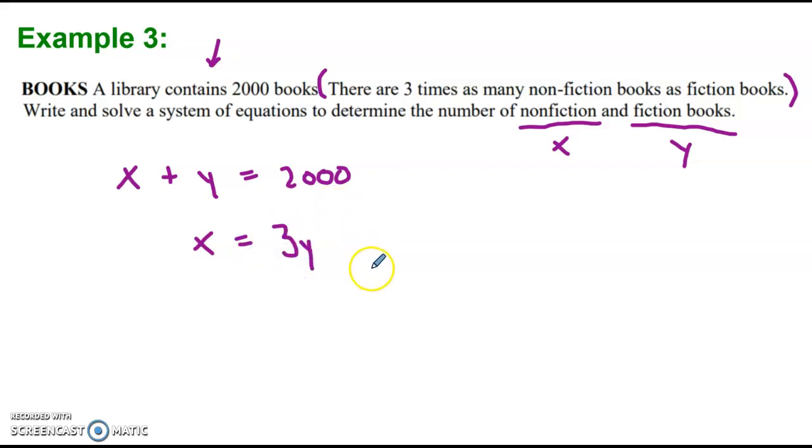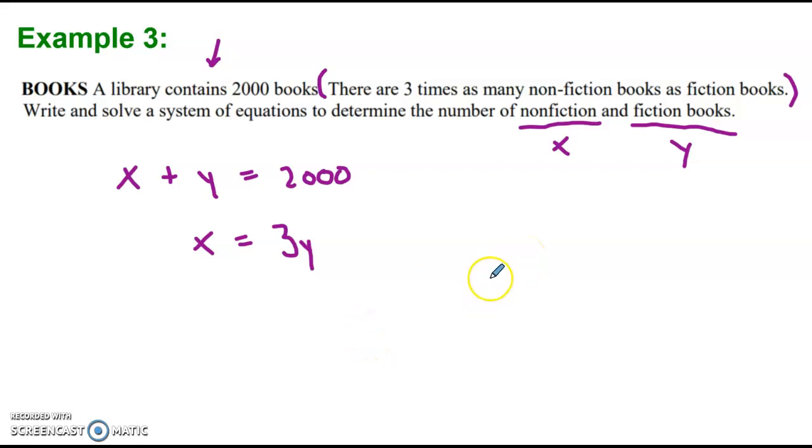So in other words, just for sake of it, you can test it with a number. Let's say there were 200 fiction books, right? Well, if there were 200 fiction books, that would multiply by 3 and give me 600 nonfiction books. So that holds true, right? 3 times as many nonfiction as fiction. Okay, now ask yourself, here's our system of equations. How can we solve this? Which method should we use?